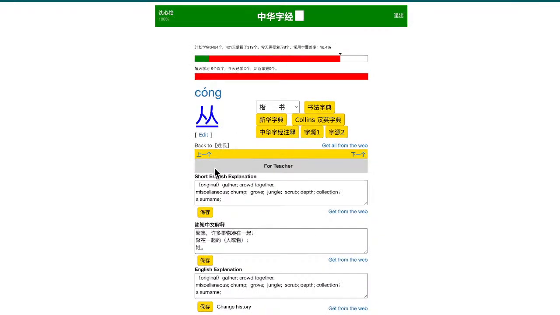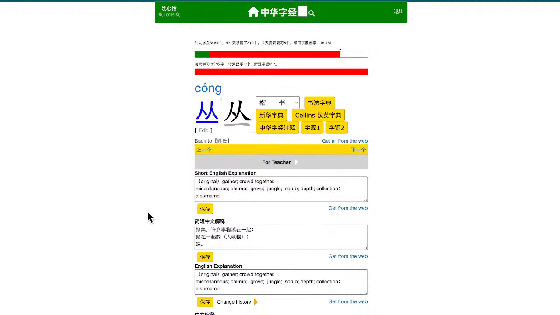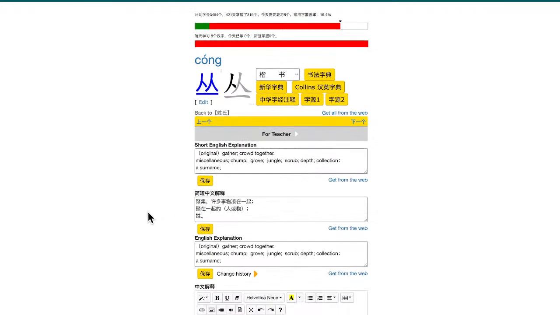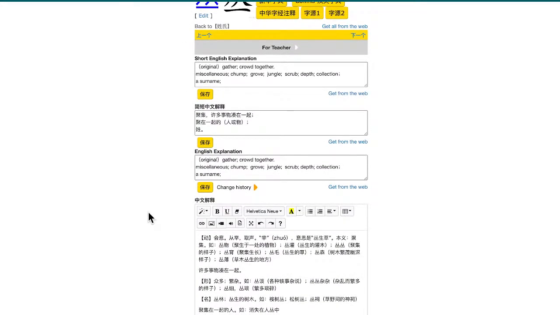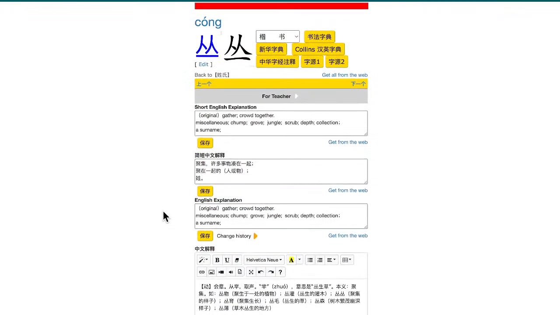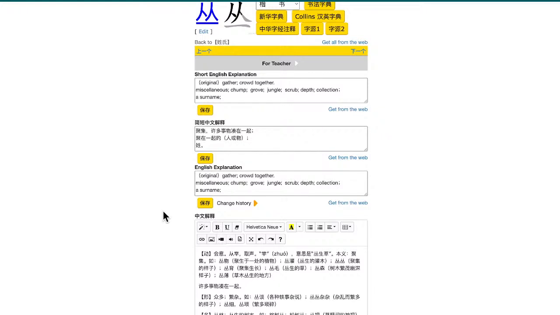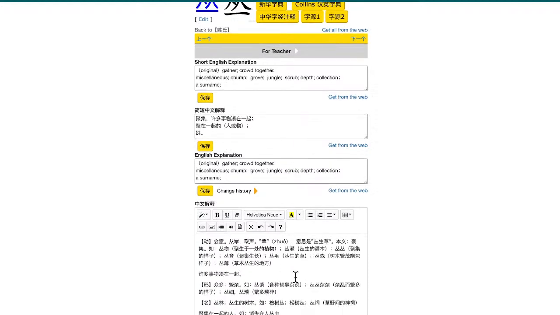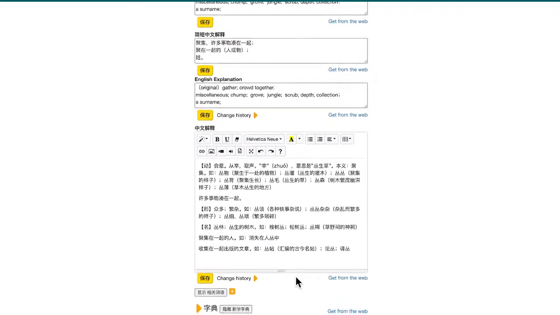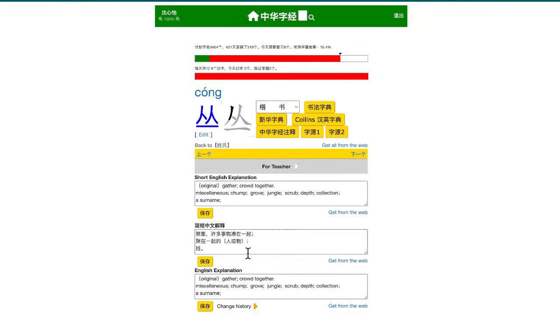Next one. 从 means gather, crowd together. Okay, that's the original meaning. But it also means miscellaneous, chomp, group, groove, jungle, shrub, depth, collection. So basically, this means the 从 is a collection of a bunch of things. Okay, not necessarily closely related. But it's miscellaneous things, gathered together called a 从. And so that's pretty much the meaning. Of course, this is also a surname.